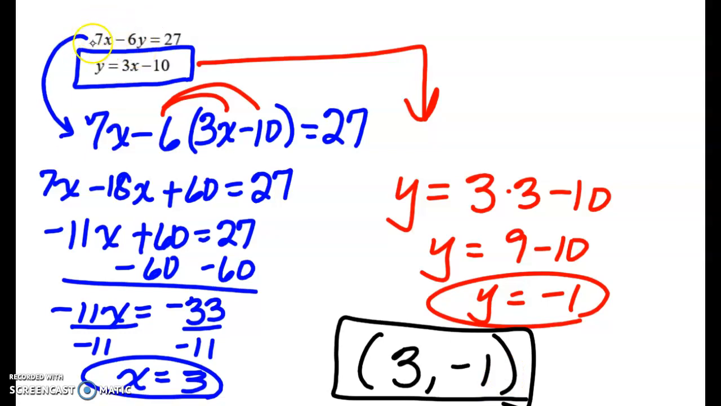3 times 7 is 21. Minus 6 times negative 1 would be positive 6. 21 plus 6 is 27. And 3 times 3 is 9. Minus 10 is the y value of negative 1. So it works.